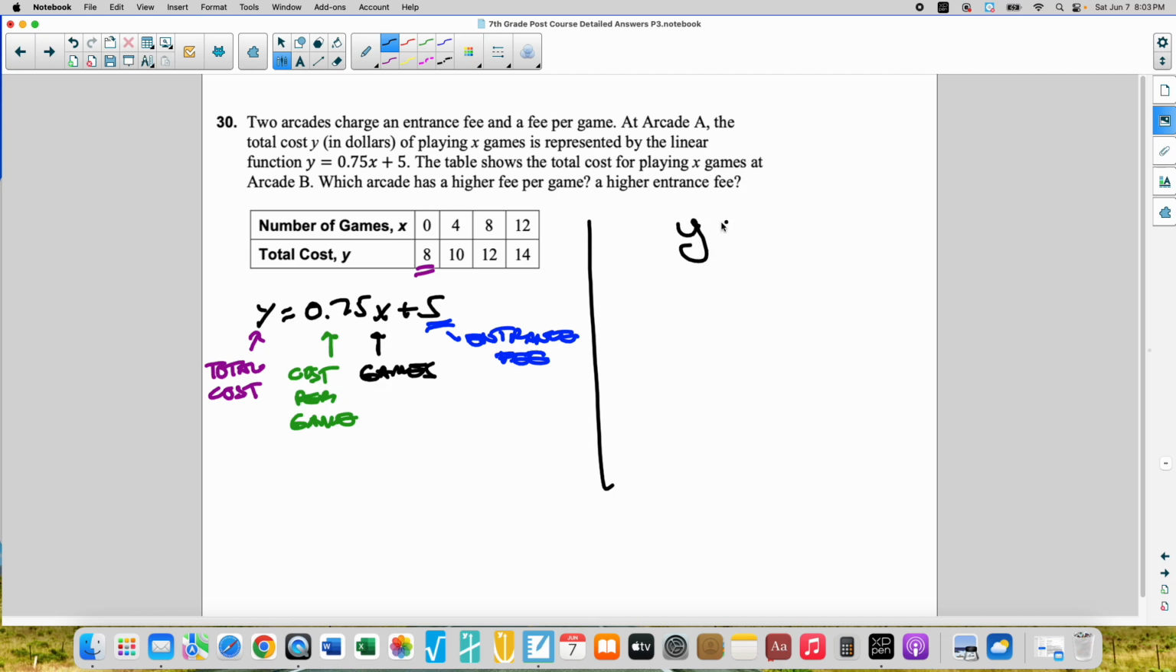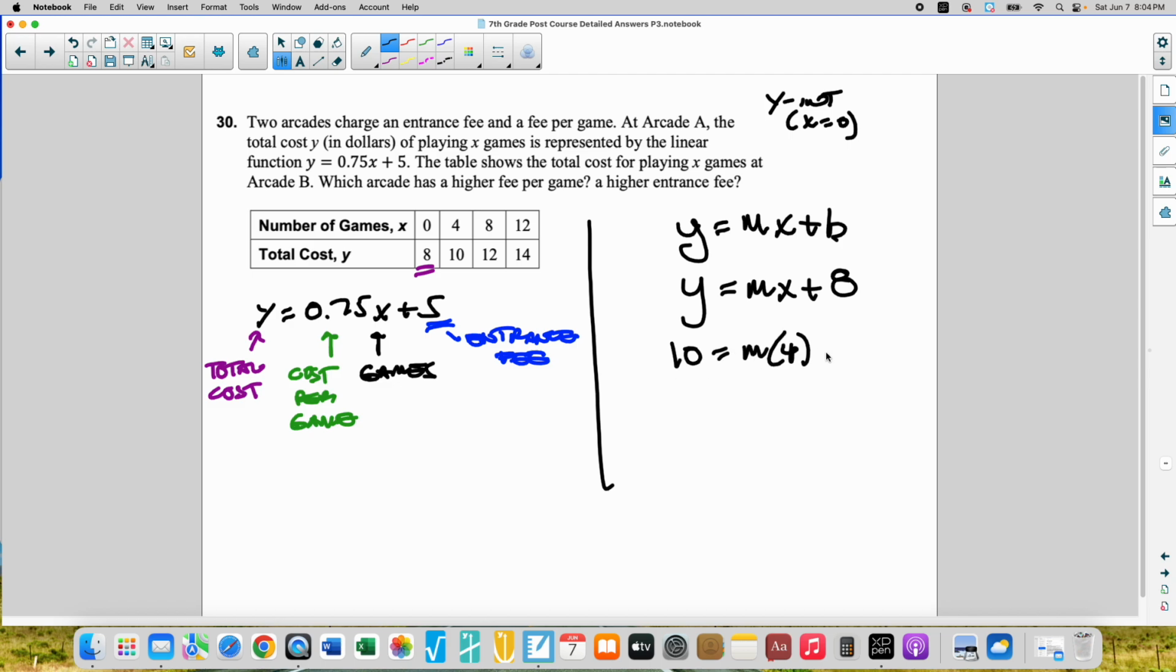So we'll use y equals mx plus b. And remember, b is my y-intercept. Y-intercept always is when x equals 0. So I know my b is 8. So I can fill in part of the formula, and then I have a point. I have 4, 10, so 10 equals m times 4 plus 8.